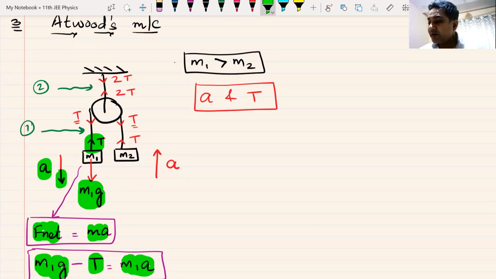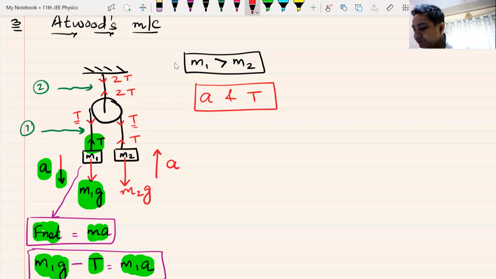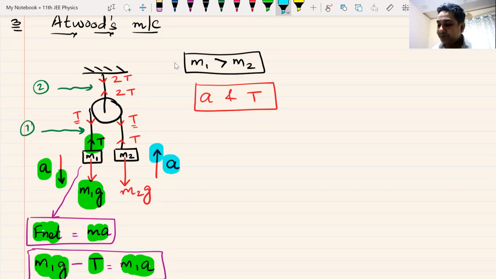Now let us look at the mass M2. Let us draw the free body diagram. This will be the weight M2G going downwards. Now, how will I choose axis for this one? This will be vertical. This would be horizontal. No need for horizontal one because there is no force. Now look at the vertical one. Remember what I've assumed. I've assumed that this is going up. The upward force is T.